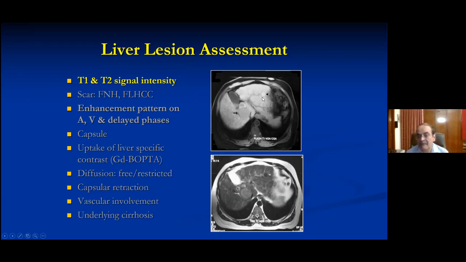Notice this small focal lesion in segment 2 of the liver. It's T1 bright, T2 dark. That's how regenerative nodules behave in a cirrhotic liver. So this is likely to be a cirrhotic nodule.